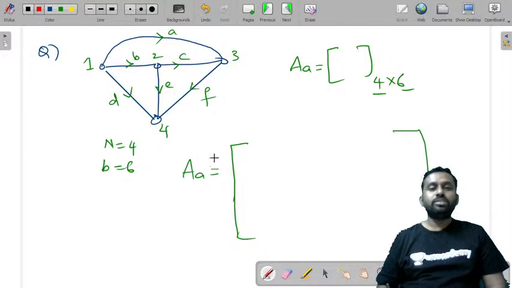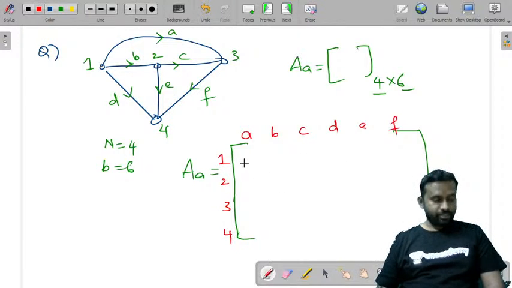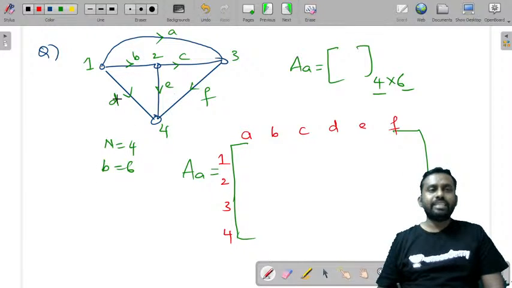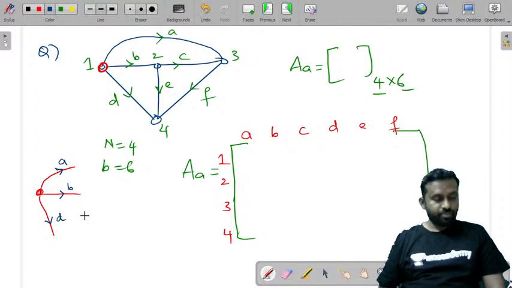Now what are the nodes? Nodes are 1, 2, 3 and 4. How many branches are there? A, B, C, D, E, F. These are the branches. Now for this, listen carefully. For node 1, what are the branches that are connected? Just draw them simply and also write their orientation. This is A, away, B, away, D, away.